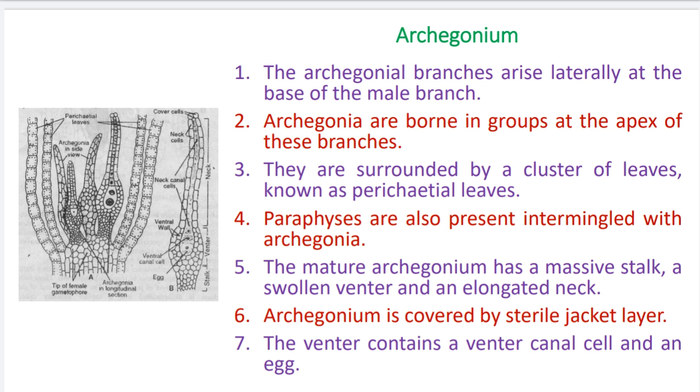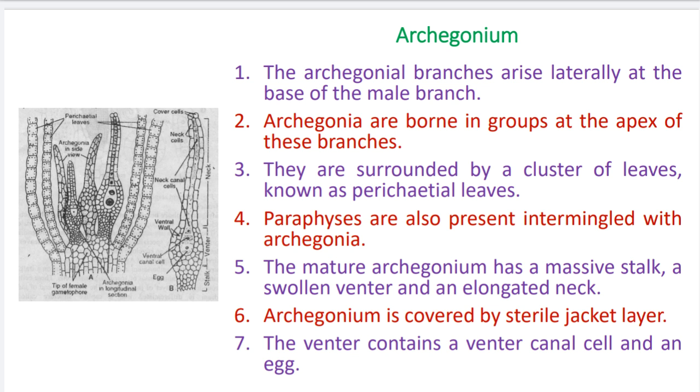Okay, number 5. The mature archegonium has a massive stalk. Mature archegonium has a massive stalk, a swollen venter, and an elongated neck. The parts of the archegonium are: at the base there is a swollen venter, and at the tip there is a neck. Okay. Number 6. Archegonium is covered by a sterile jacket layer, which is the peculiarity of the bryophytic antheridia and archegonia.